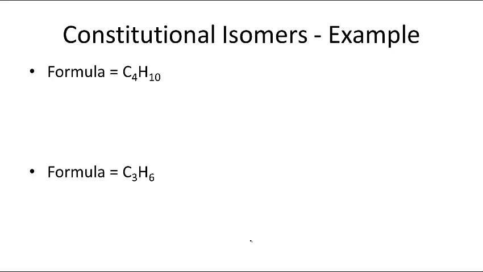So, for example, if I have the formula C4H10, I have 4 carbon atoms, I have 10 hydrogen atoms. Turns out there's 2 different molecules I can make from this. Take a moment, see if you can draw 2 different molecules that have the formula C4H10.